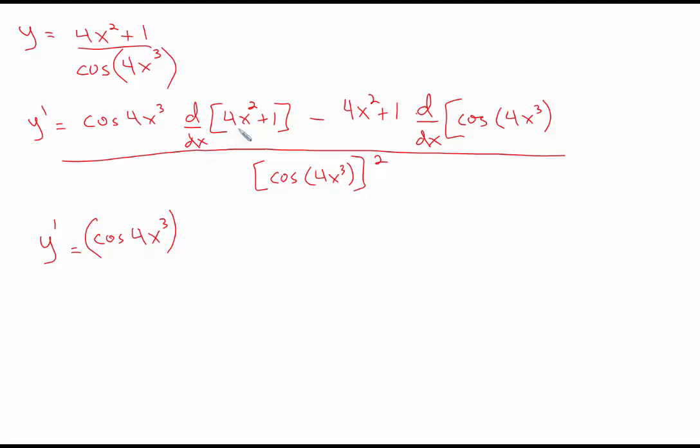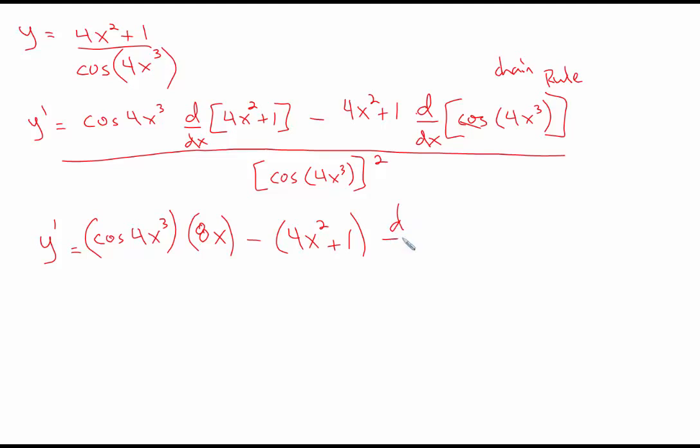So let's simplify. So we have the cosine of 4x to the third right here, multiplying with the derivative of 4x squared plus 1, so that's going to give us 8x, right? Minus, we have 4x squared plus 1 times the derivative of cosine 4x to the third. So remember, this is a composition, so we are going to apply chain rule in here. Alright, we're applying chain rule in here. So let me set that up.